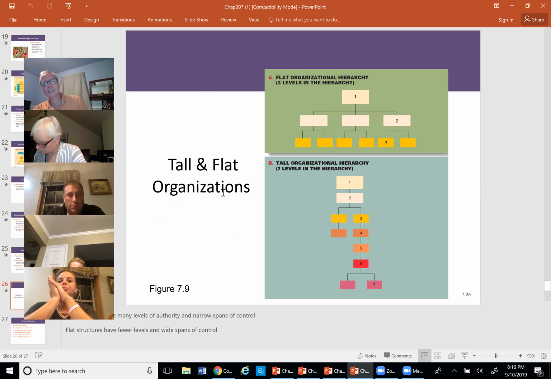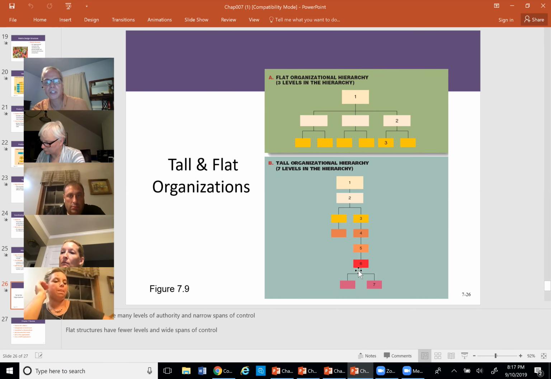Tall and flat organizations are actually just that. A flat organization has fewer layers, so we get to the top pretty quickly. Tall organizations have lots of layers of management to get through to the top. So why one and not the other? If I want quick response, I go with a flat organization. If I want lots of control, people watching people, and consistent decisions being made by people high up in the organization, then I go with a tall organization.